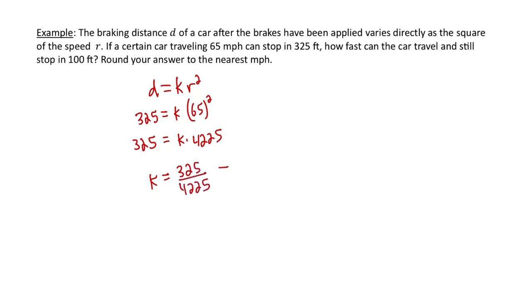Now, you could divide this out in a calculator and get a decimal. It turns out, though, that this fraction actually just reduces to 1/13. If you take 4,225 and divide by 325, you actually get 13. Okay, so what is our equation now? Well, we have d is equal to 1/13 r squared. And so the question is, how fast can the car travel and still stop in 100 feet? Right? So if the d is 100, what is the r going to be here? Okay, well, we have 100 equals 1/13 r squared. If we multiply both sides by 13, we'll get 1,300 is equal to r squared.